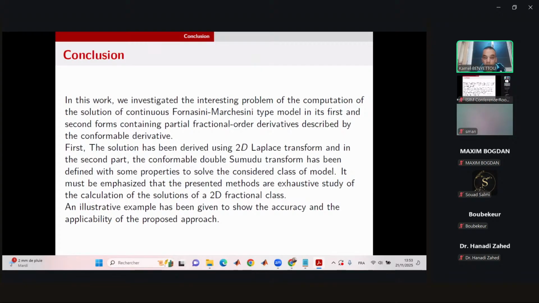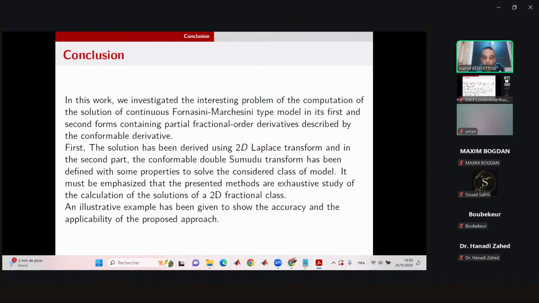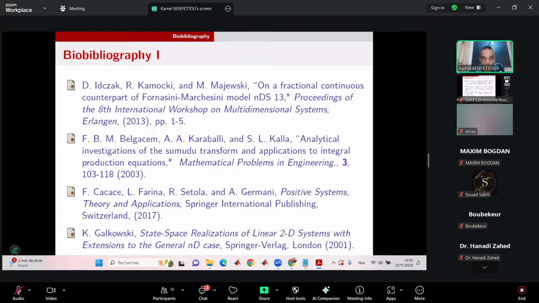the result. And second, we have developed a new model transform in the case of two-dimensional systems. Of course, we use the conformable derivative in the case of two-dimensional systems, and we also present some numerical examples. It's an academic example, as I said, to test our result and the applicability of the proposed approach. And excuse me, also this is the bibliography which I used to realize this part of work.